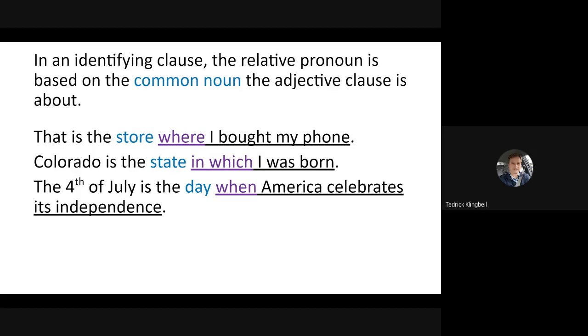In an identifying clause, the relative pronoun is based on the common noun the adjective clause is about. Let me read that again. In an identifying clause, the relative pronoun is based on the common noun the adjective clause is about. Okay. Here are some examples. That is the store where I bought my phone. Colorado is the state in which I was born. Or the 4th of July is the day when America celebrates its independence.